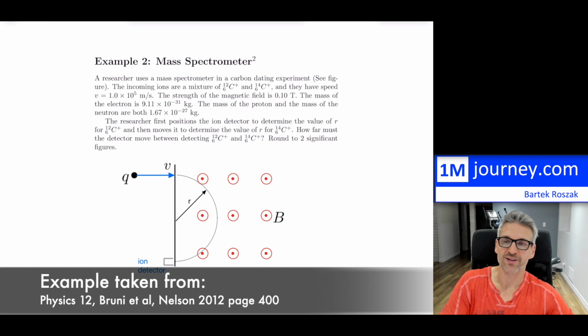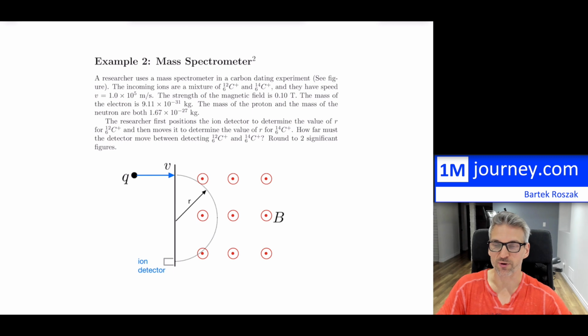Here's example number 2. It's to do with a mass spectrometer. You can certainly look it up if you want to learn what these actually do. We have a researcher who uses this particular device to do some carbon dating experiments. You can see this on the screen in the figure.